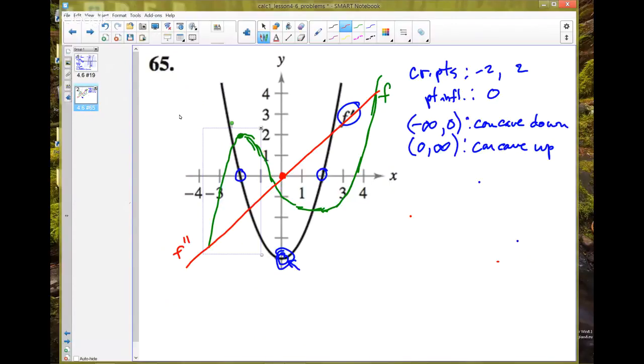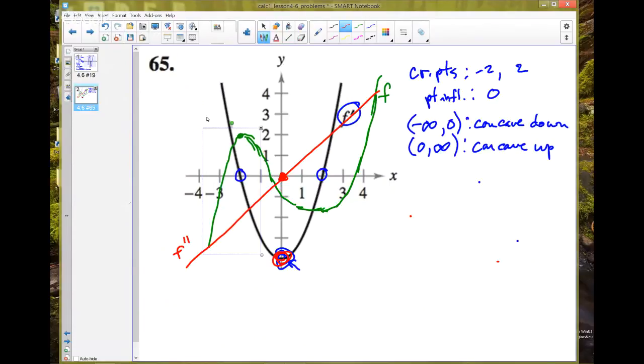So, it's ironic, but f double prime, that one I can nail down as going through the origin because I know the slope of f prime at this point down here on the bottom is 0. So that's got to be a 0 there. So here's the first time I can nail down a point. But the green curve could be higher, lower, doesn't matter.